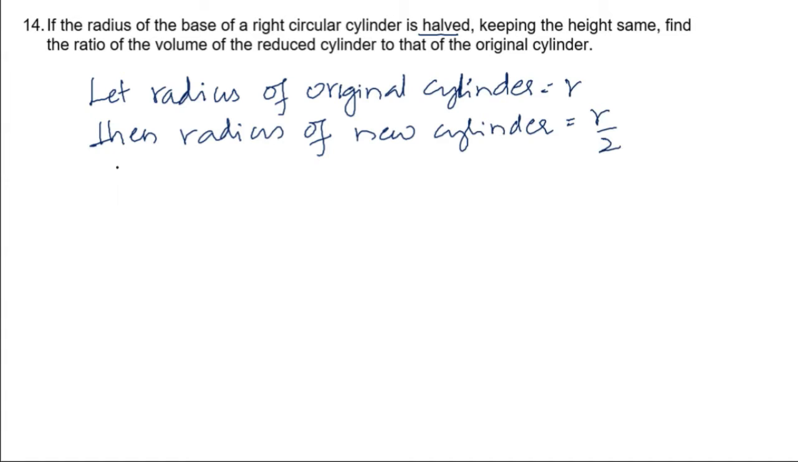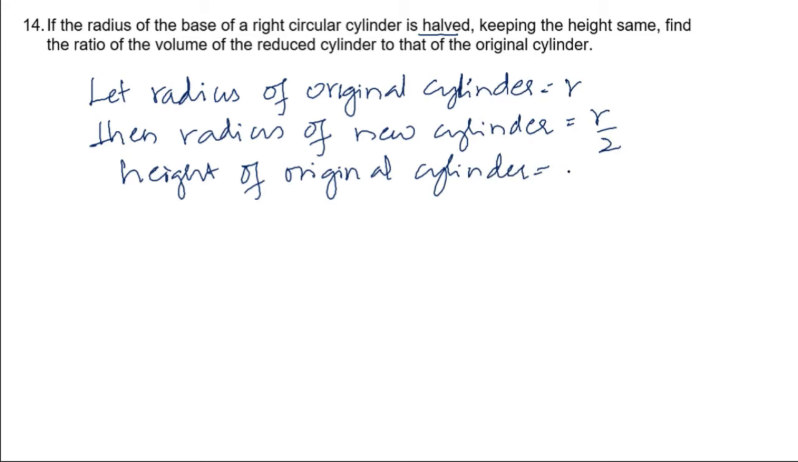So the height of the original cylinder and the reduced cylinder, the new cylinder, both will be the same. So I'll write height of new cylinder equal to height of the original cylinder, both equal to h. Now they have asked us to find the ratio of the volume.